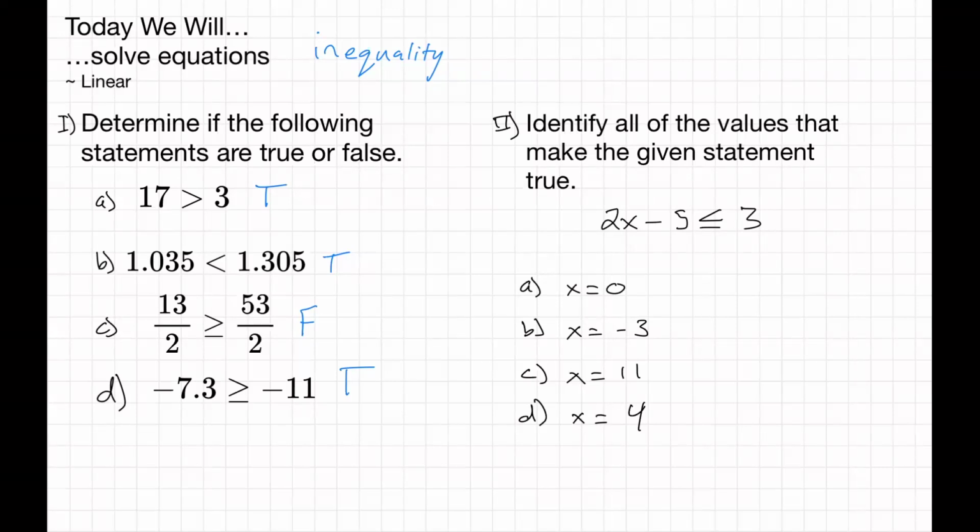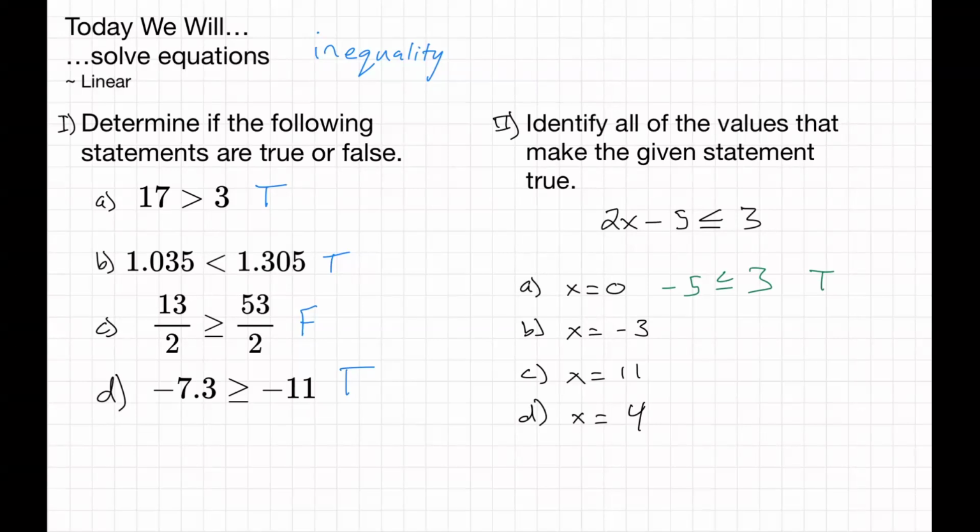So what did someone get when they plugged in 0? Do we agree, though, with negative 5 less than or equal to 3? All right, 2 times 0 is 0. Minus 5 is negative 5. So that's definitely true, right? That one's nice, though, because a negative is definitely less than a positive number. Okay, focusing on negatives is definitely a helpful thing to do when dealing with some of this stuff.